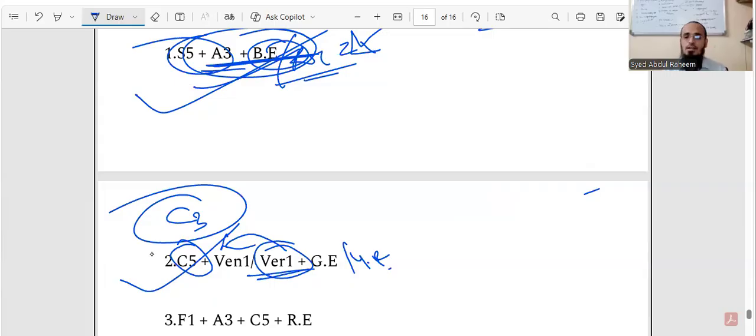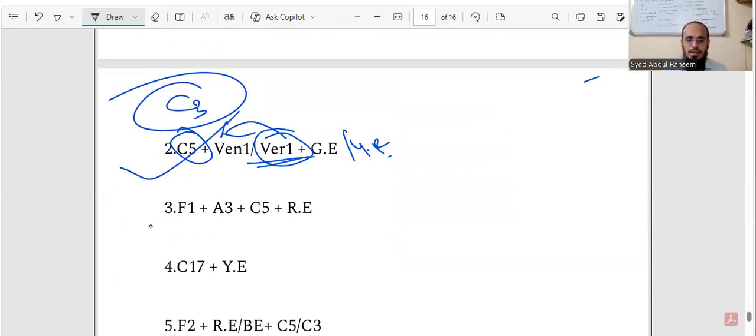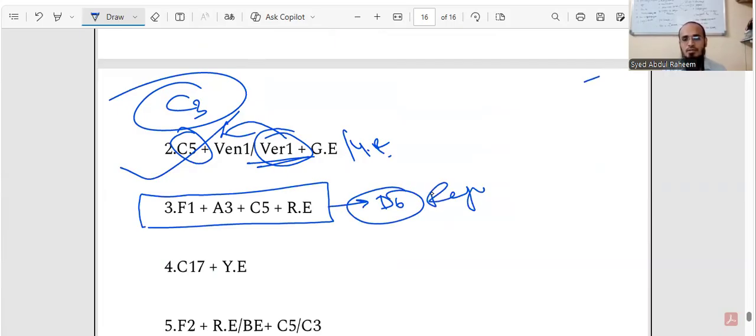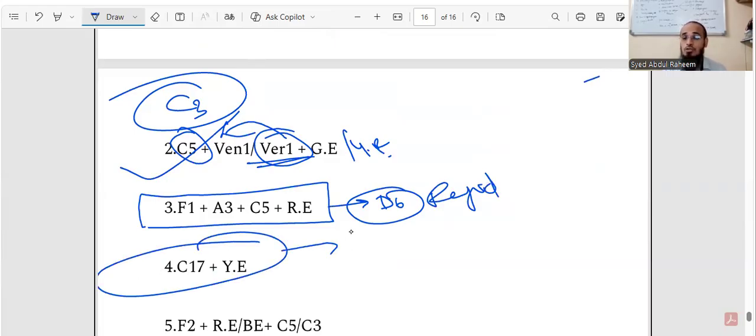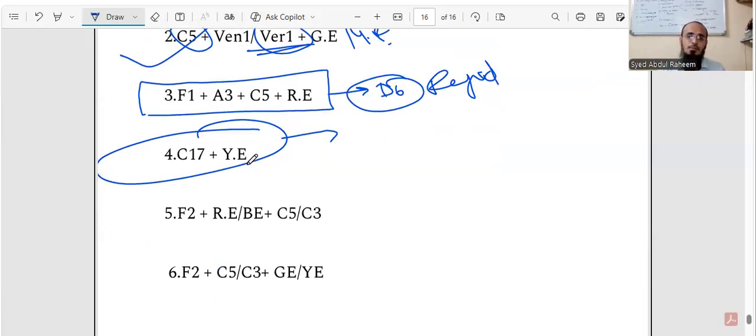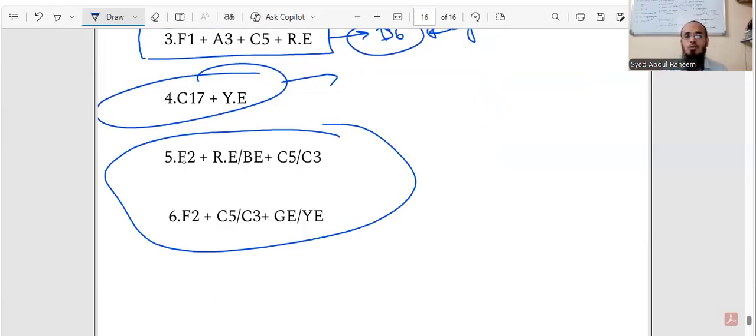C3 is very important for all types of injury, ligament, tendon, like soft tissue injury. C3 is very, very important. Here also, this is the pain remedy: F1, A3, C5, RE. You will give it in D6 rapidly. C17Y is the antitoxin remedy, because due to that injury, many of the other soft tissues are harmed here, and you need to remove them from that area, because sometimes it will also create some inflammation, some infection like this. And for application, you have two remedies.